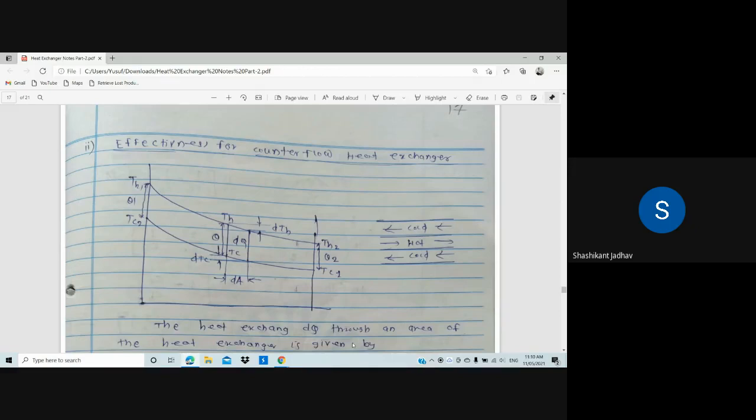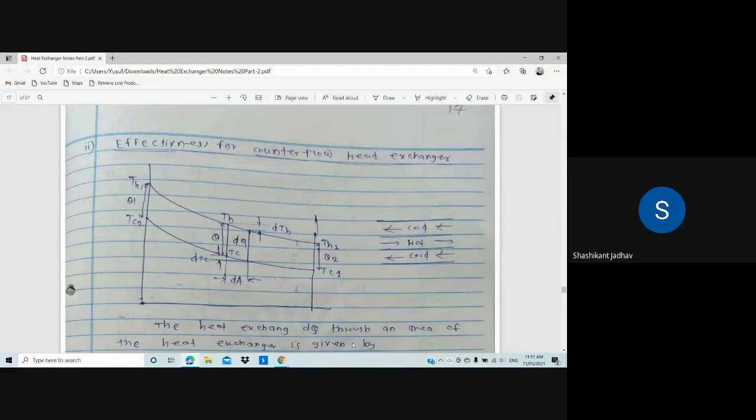This is the graphical representation, and on the right hand side this is the flow arrangement. At the center there is a hot fluid which is moving from the left hand side to the right hand side, and at the periphery of that pipe there is another pipe, and in that pipe cold fluid is there, and that cold fluid is moving from the right hand side to the left hand side. Means hot fluid and cold fluid are moving in the opposite direction, that is nothing but counter flow heat exchanger. So for that we have to draw the graphical representation and flow arrangement.